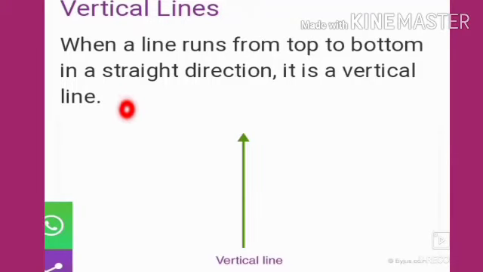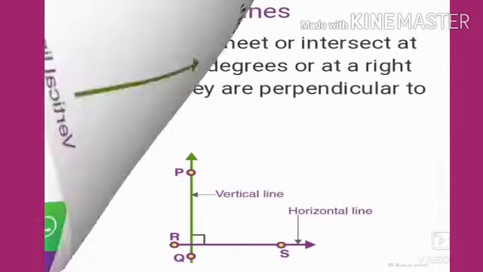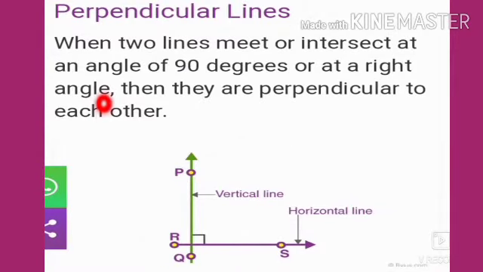Let us see some more lines. Vertical lines. When a line runs from top to bottom in a straight line, it is a vertical line. Perpendicular lines. When two lines meet or intersect at an angle of 90 degrees or at a right angle, then they are perpendicular to each other. Here RS and PQ are perpendicular lines.